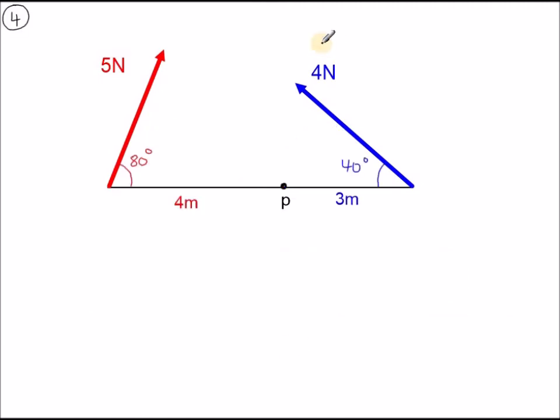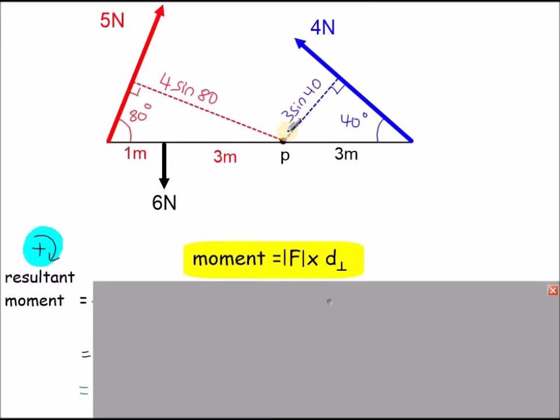Example 4. Now this is identical to example 3, so most of the working out will be the same as example 3, but the addition here is this 6 Newton force acting vertically down on our light rod. So taking moments about the point P and taking the clockwise direction as positive, the moments due to the 5 Newton force and 4 Newton force we've done already. That was in example 3. I'm not going to explain those again.